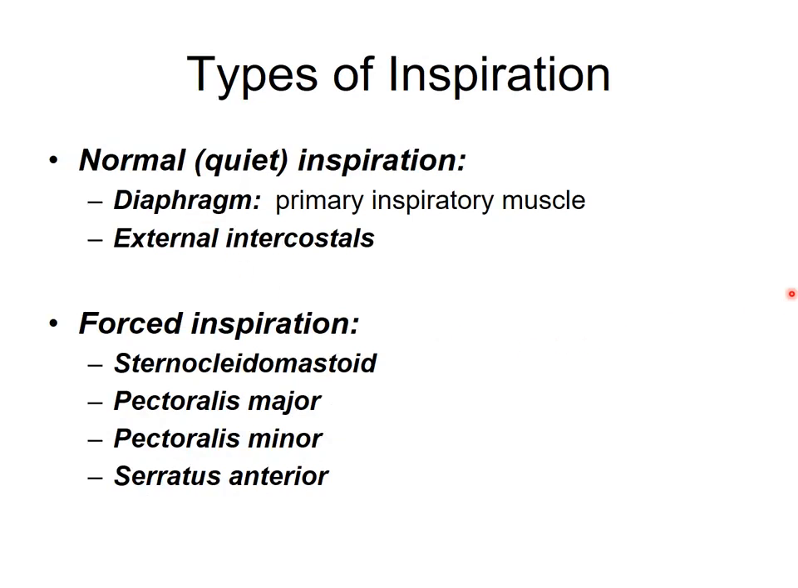During normal inspiration, inhaling, the diaphragm is going to be the main muscle. You're also going to have the external intercostal muscles involved with this normal inspiration. If you try to take in a very deep breath, so it's forced in, it will include these additional muscles down here, such as the sternocleidomastoid, pectoralis major, pectoralis minor, and serratus anterior muscles.